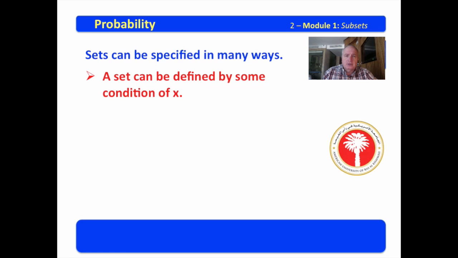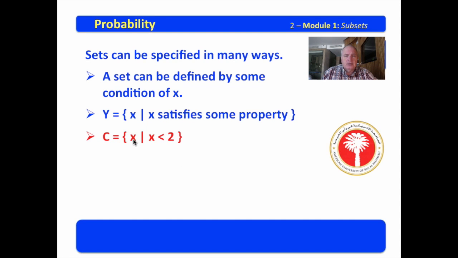Sets can, of course, be defined by some condition on x. And this is a very common manner of defining a set. Here we have Y equals the set of all x such that x satisfies some property. Now this is a new symbol here. Y equals the set of x such that x satisfies some property. Such that is a new symbol to you. Here C equals the set of x such that x is less than 2. This would be an infinite set because there are infinite numbers of x that are less than 2.